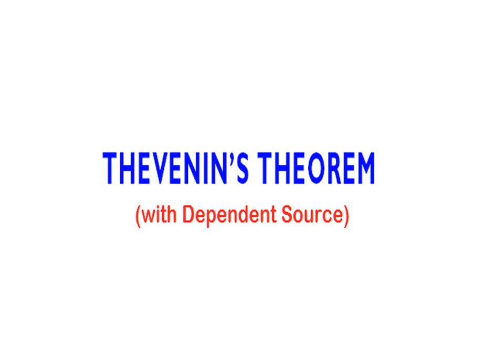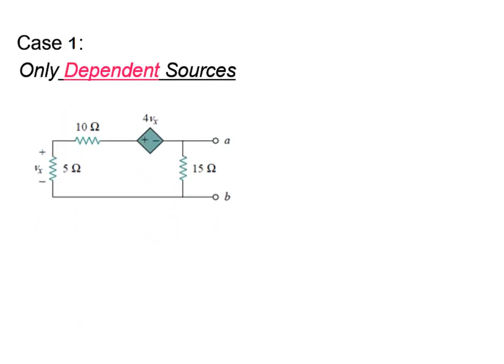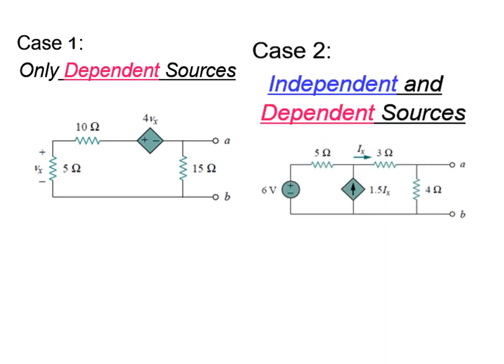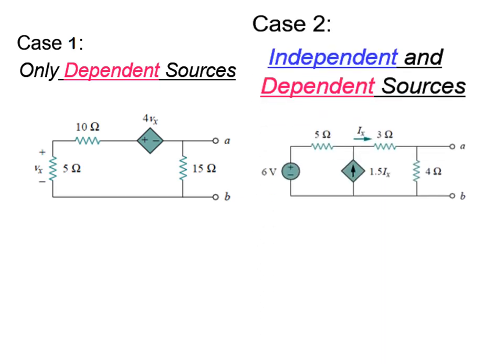Bismillahirrahmanirrahim. In this video, we'll learn about Thevenin's theorem with dependent source. Now, there are two cases that we'll discuss. In the first case, we'll have a circuit with only dependent source and no independent source. In the second case, we'll have a circuit with both independent source and dependent source.